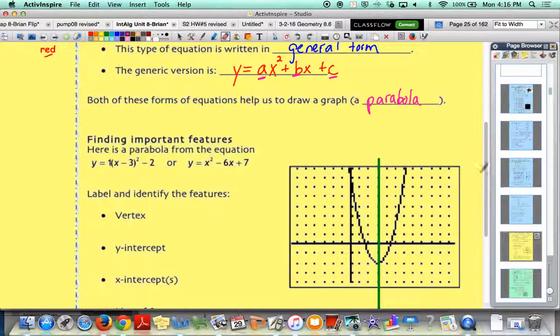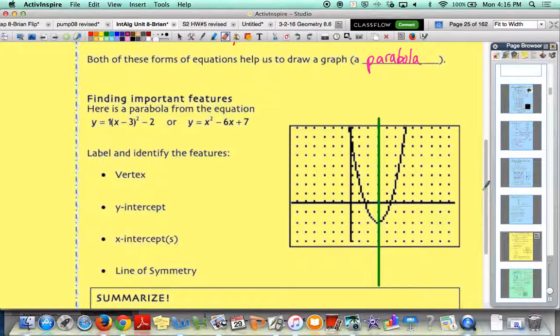All right, so here are two equations, but they both come from this graph right over here. You'll notice I've drawn in something here for us. I'm just going to stick that off on the side for right now. Both of these equations are of this graph. I know they look different, but it's just because they are in different forms. This one right here is in the vertex form, and this other one over here is in the general form. They both give us the same graph that you see over on the right here.